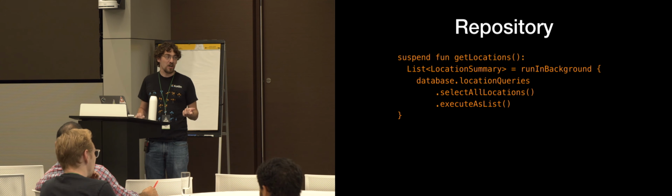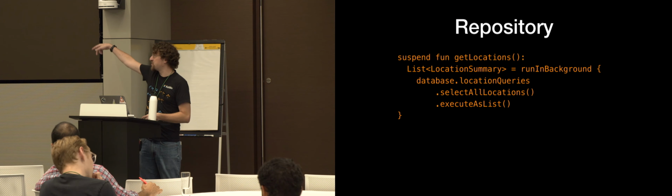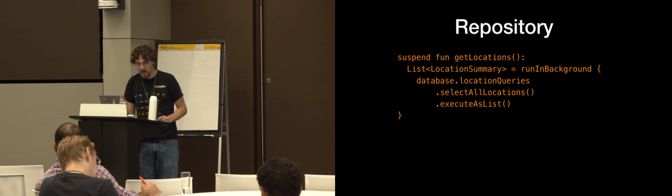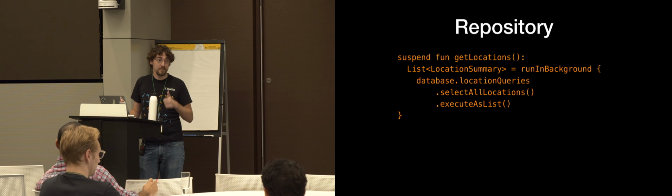So we have a get locations call. We pass it to that run in background. Inside of that lambda, we do our, this is the generated SQLite API, which then returns a list of location summary objects which were in the database.